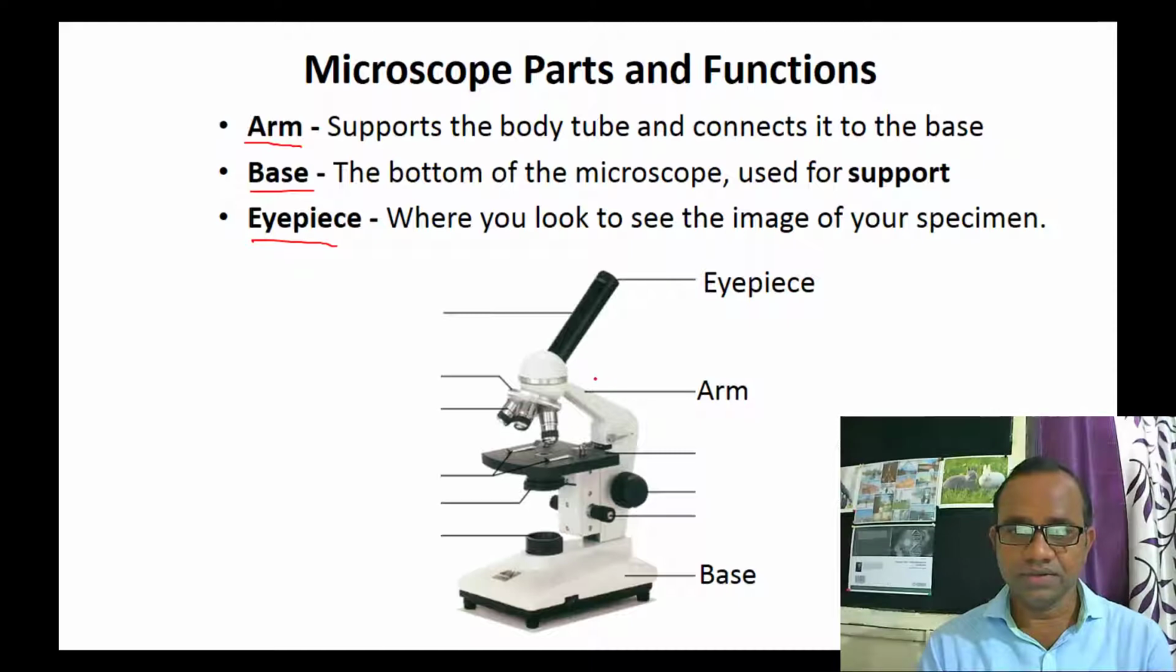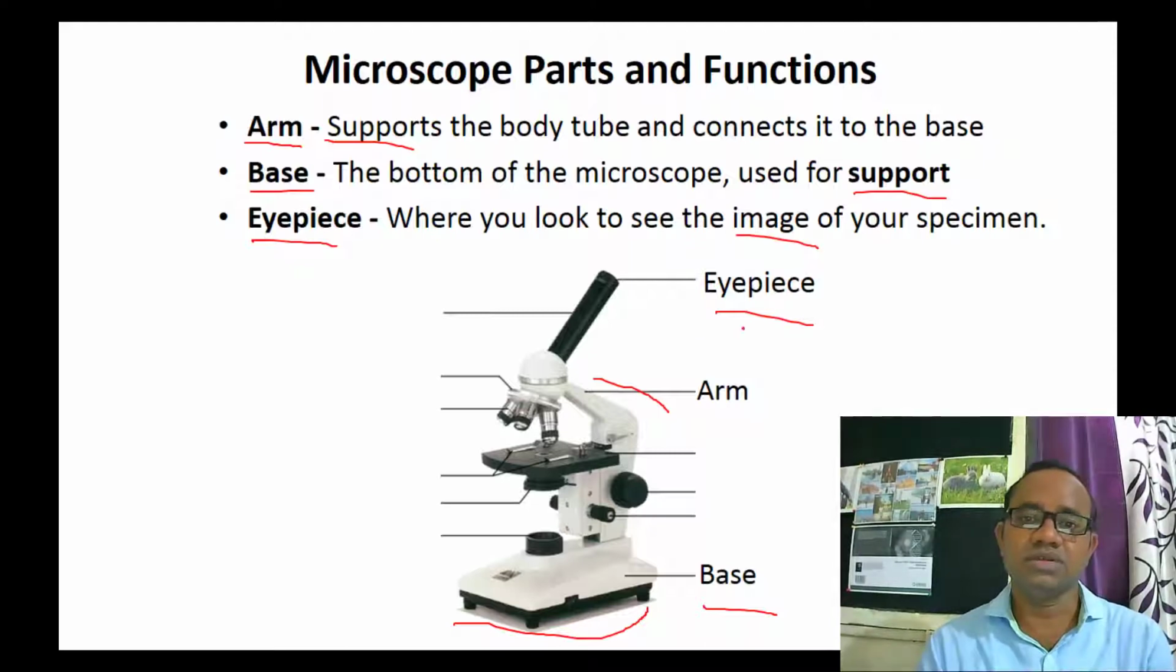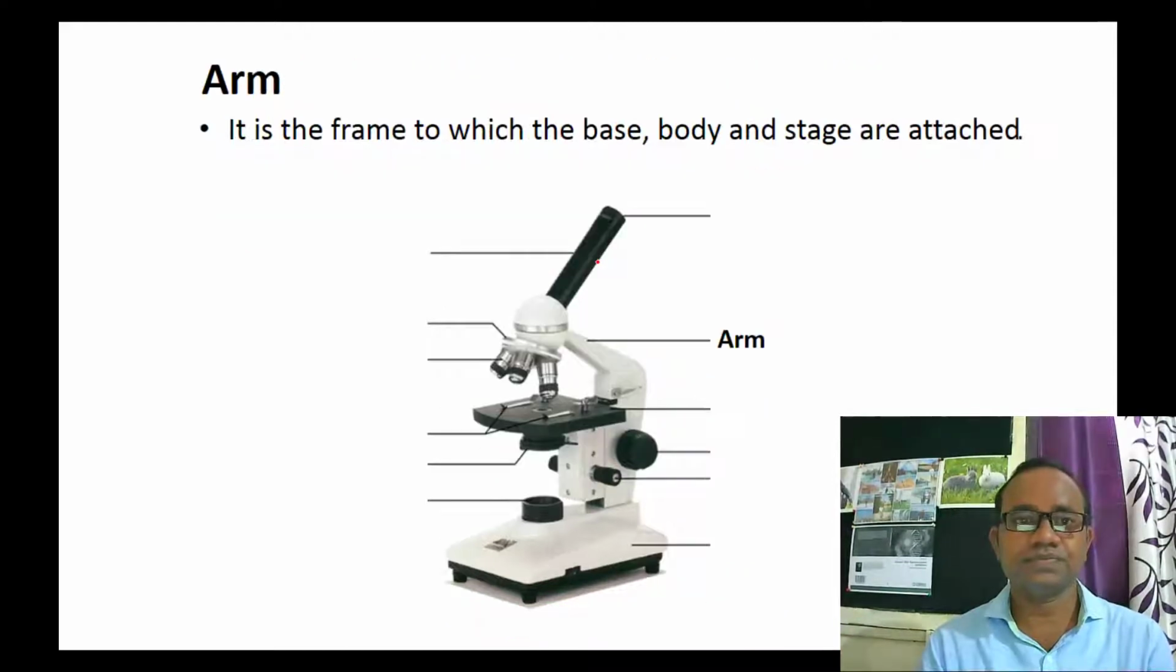The arm is here. What does it do? It supports the whole structure of the microscope. Mostly it is present between the eyepiece and the base. The base is used for support. It is this base. The eyepiece is the lens through which we observe the image. It is present here. So these three are the basic parts of the microscope.